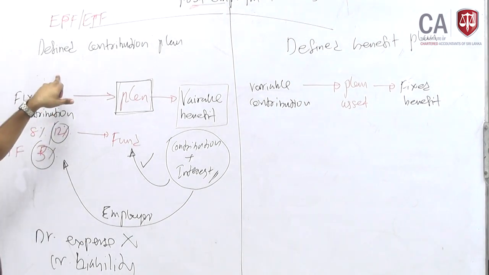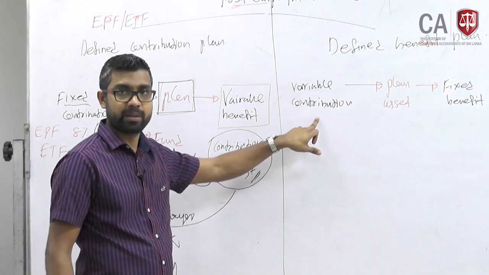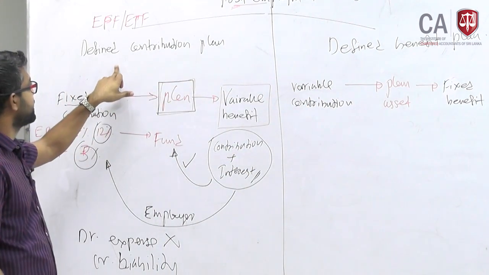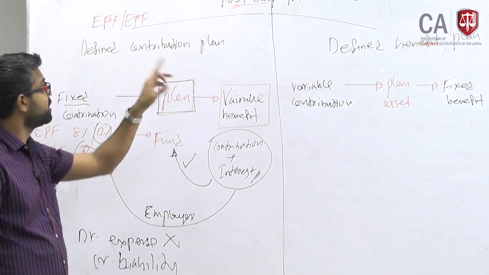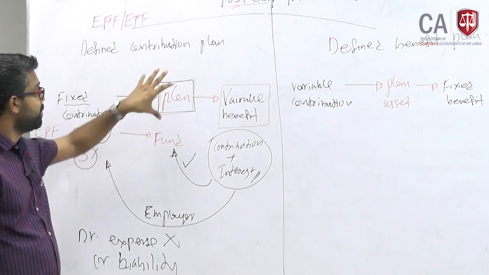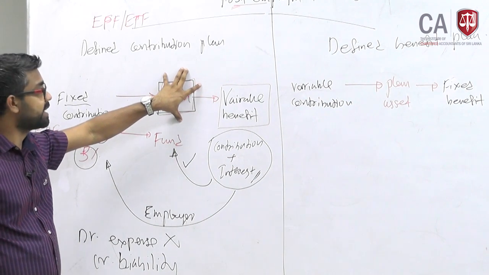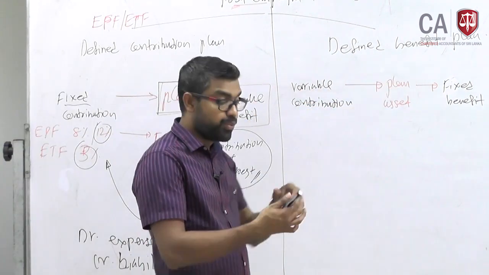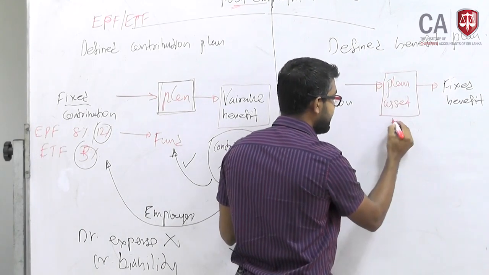If it is a defined contribution plan, fixed contribution. If it is a defined benefit plan, variable contribution. In both the defined contribution plan and the defined benefit plan, there's a plan. But this plan is outside the organization, and this plan is within the organization, maintained by the company.